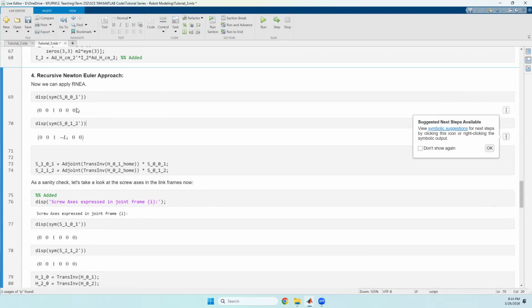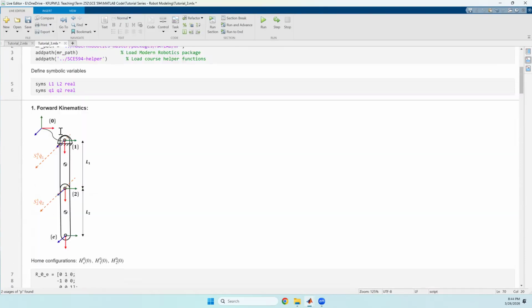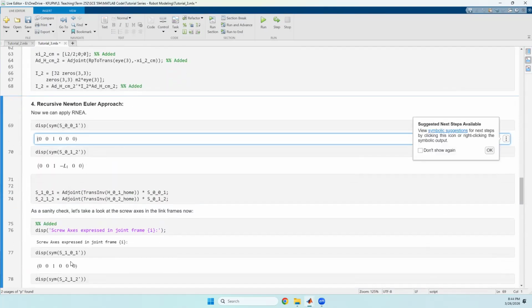You see here that the first screw axis expressed in the 0 frame is the same as expressed in frame 1. They are exactly the same. Even though frame 1 and frame 0 are different, in the home configuration they have different orientation. However, since the rotation is around the z-axis, the z-axes of both are the same, and the screw axis passes through the origin of frame 0 and frame 1, and thus there's no change in the transformation. That's why these two expressions are the same.